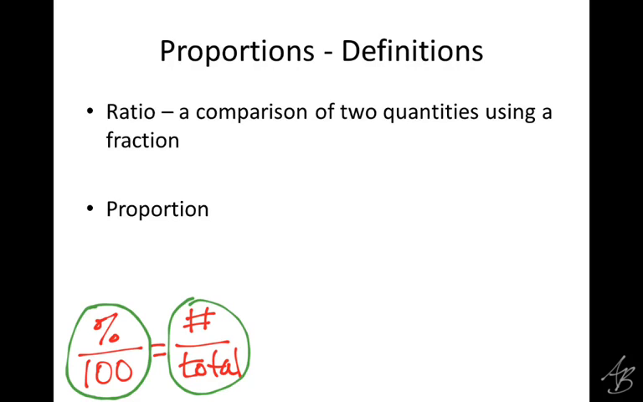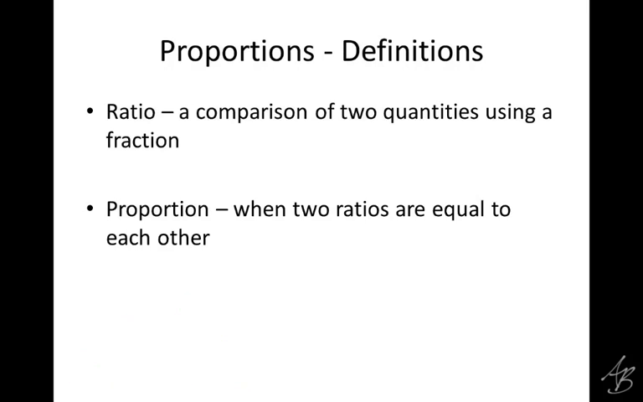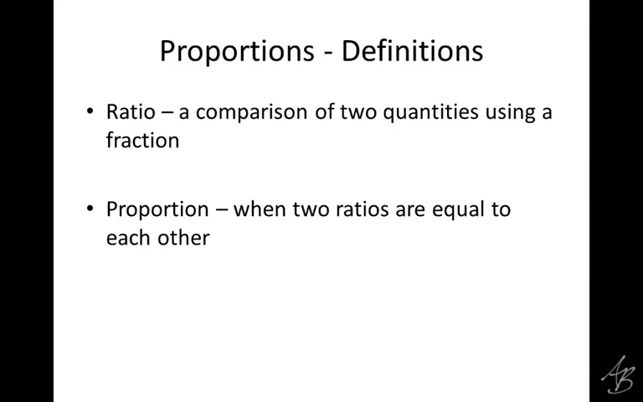We just wrote that down, right? A ratio is a comparison of 2 quantities using a fraction. So this is a ratio, and this is a ratio, and between those 2 ratios we have an equal sign, and this is what we call a proportion. It's a ratio equal to another ratio, so a proportion is just when 2 ratios are equal to each other.